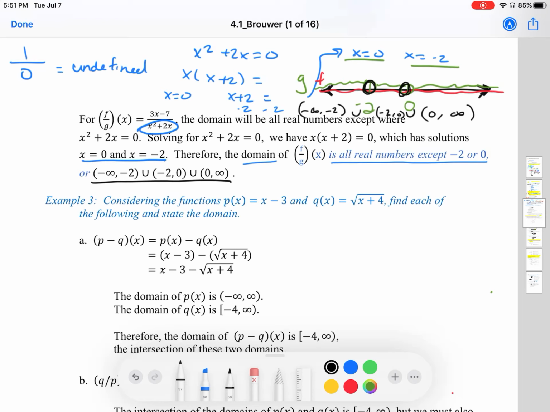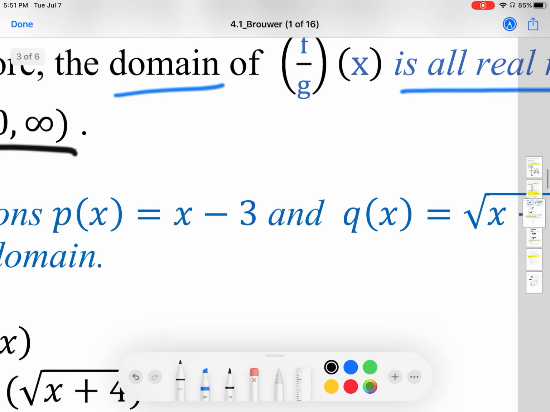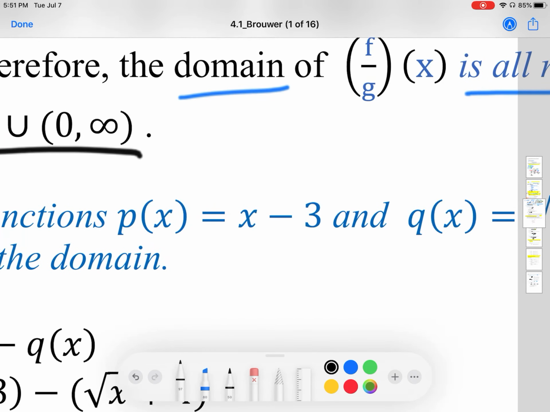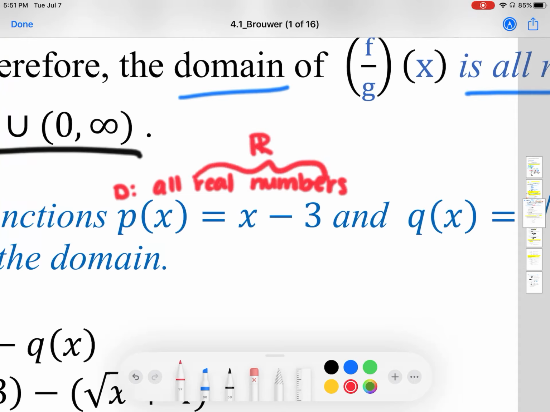Example 3. Considering the function p of x equals x plus 3 and q of x equals square root of x plus 4, find each of the following and state the domain. Okay, so let's take a look at each one separately. For p of x, do we have square roots or fractions? No, right? So for that one, our domain is all real numbers. If you don't want to write all that, shorthand for all real numbers is an R with an extra stick right there.